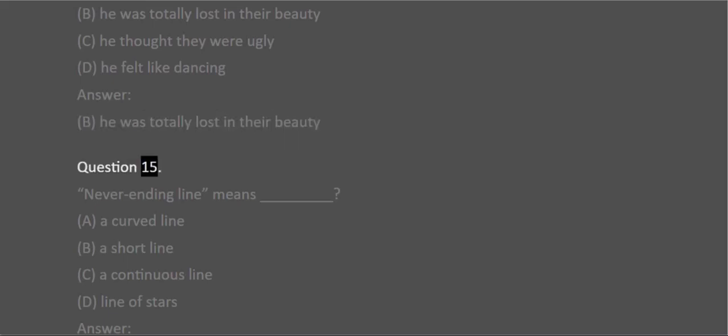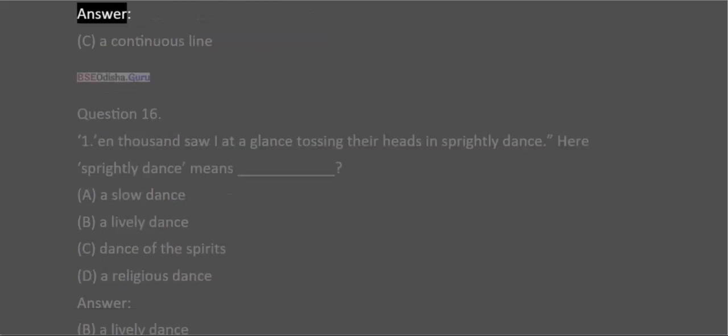Question 15. Never-ending line means blank. A. A curved line. B. A short line. C. A continuous line. D. Line of stars. Answer. C. A continuous line. Question 16.